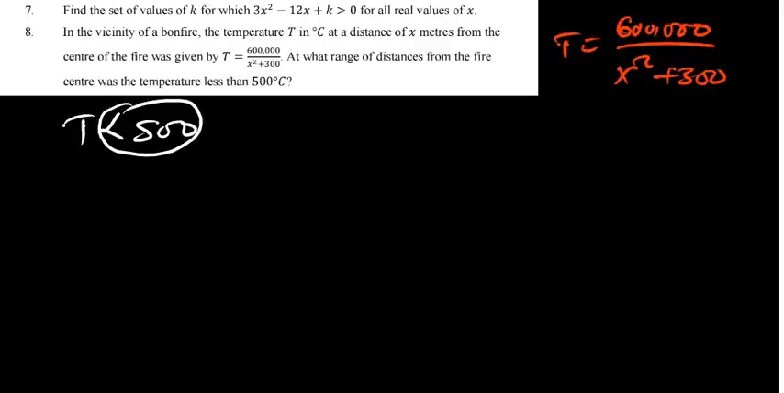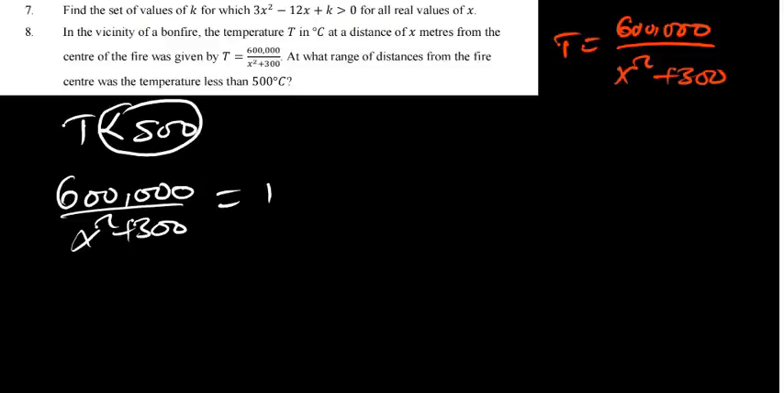Is that okay? Or you are still confused? So I'm going to say my equation is 600,000 divided by x squared plus 300 is equal to T. They are saying that the temperature now is supposed to be less than 500, so I'll just put this to be less than 500. Now, after writing this, I have to find the value of x. The question is, at what range of distance? They want it in meters, and we've been told that x is in meters. So we're trying to find the values of x.